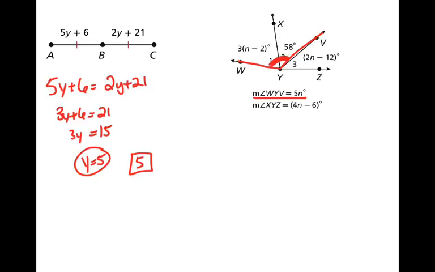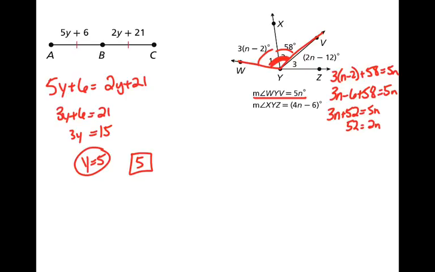So that really means you could say this part plus this part equals the whole thing. So in other words, you could say 3 times (n minus 2) plus 58 equals 5n, and then just solve that equation. So that gives you 3n minus 6 plus 58 equals 5n. And so really 3n plus 52 equals 5n. Subtract 3n and then divide by 2. So n equals 26 will be the solution.